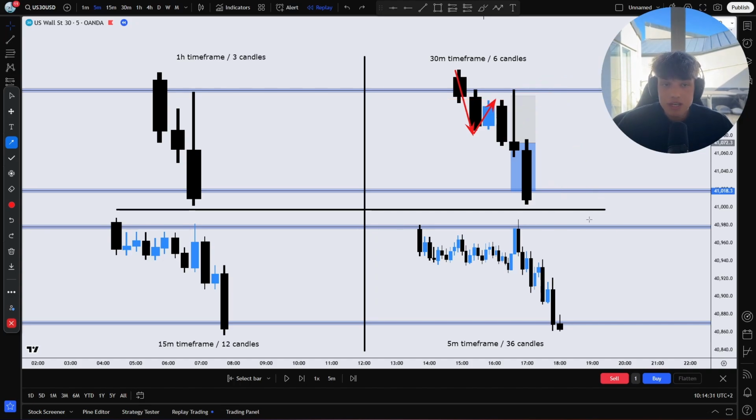Happens on every single time frame, every single pair, and every single session. Now, it's most likely going to happen in a more volatile session, obviously, because the more volume there is, the more liquidity there is, right? That obviously makes sense.